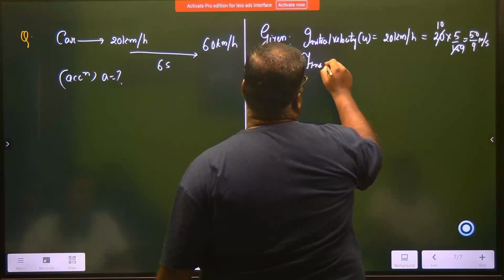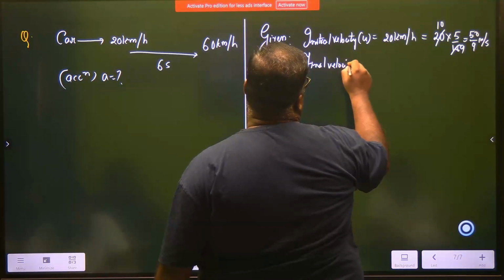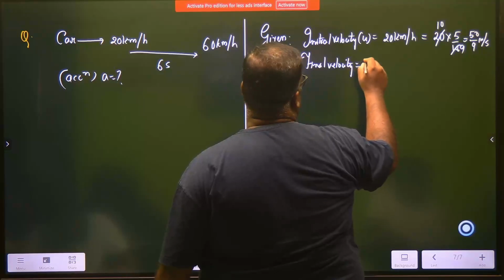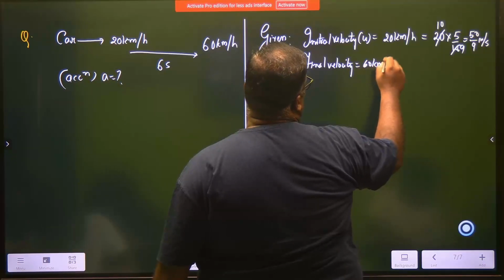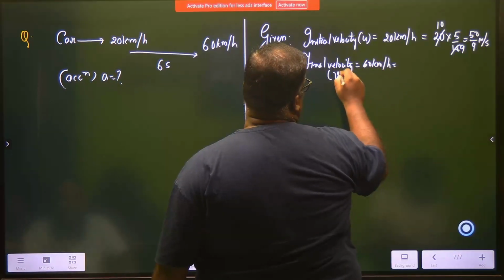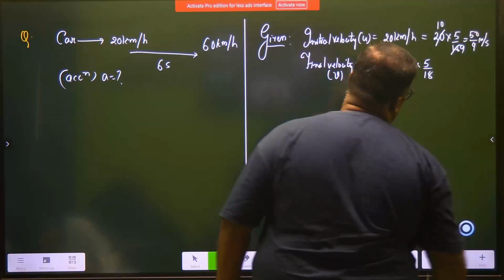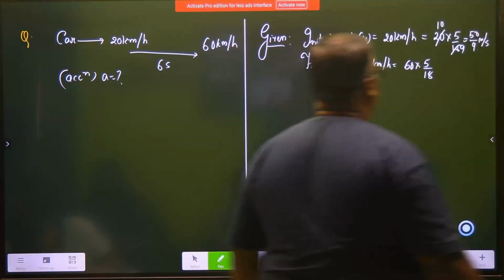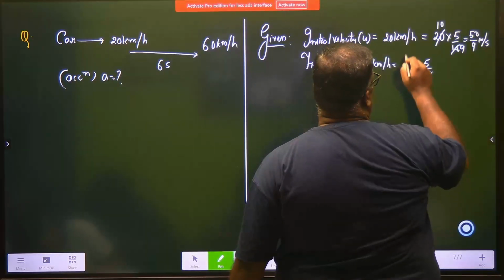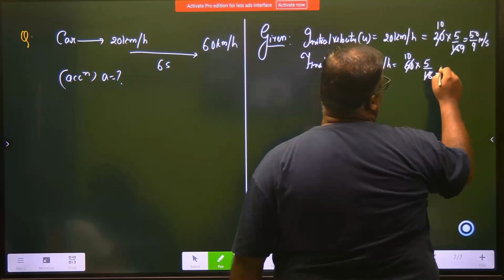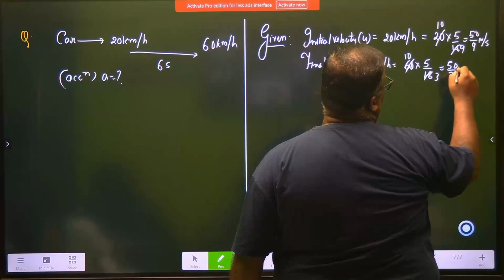Final velocity. Final velocity is how much? 60 kilometer per hour. And this is V. So this is 60 into 5 by 18. So how much is it? 6 10s are 60, 6 3s are 18. So this is 50 by 3 meter per second.